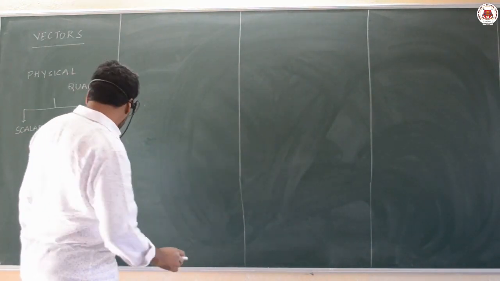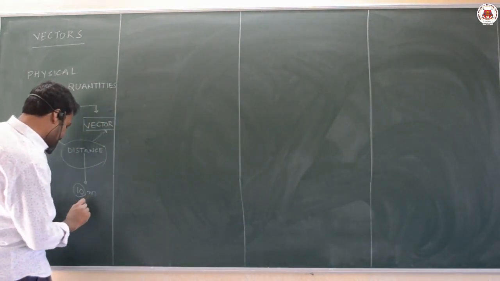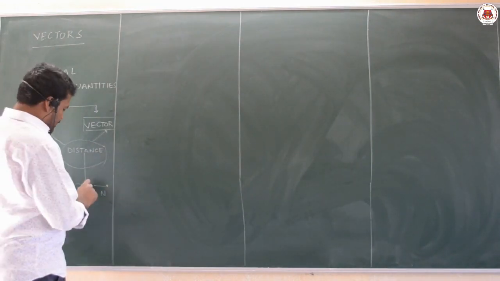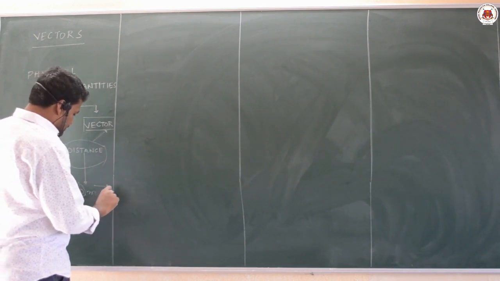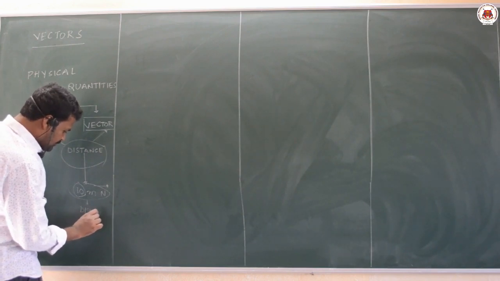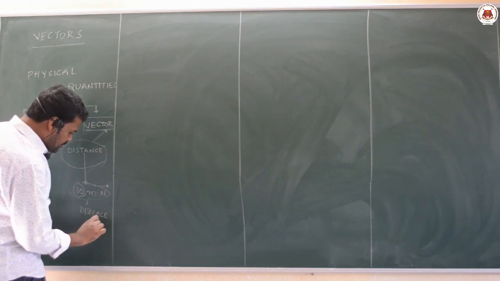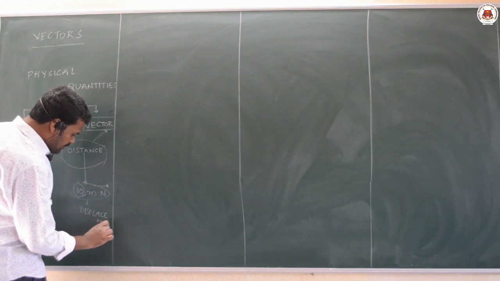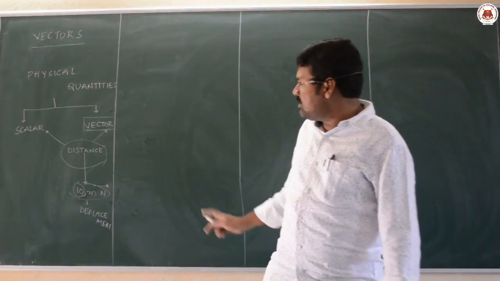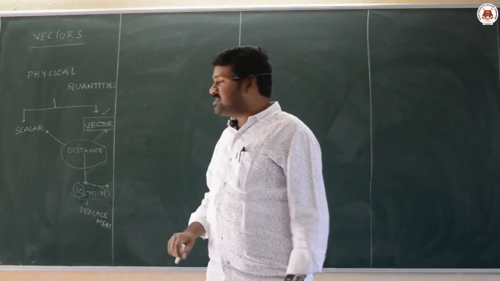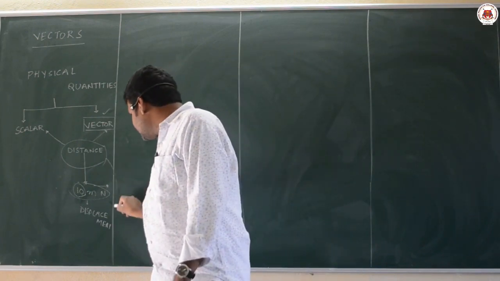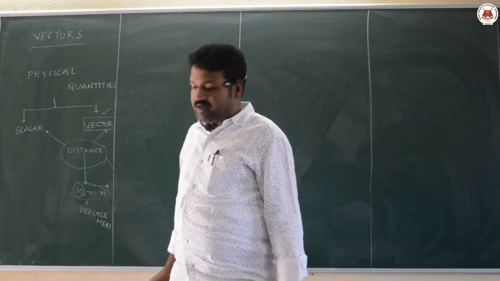If I say 10 meters towards north, then this is called displacement, which is a vector. That means a physical quantity with its direction, we can call a vector. Distance with direction is nothing but displacement. Distance is a scalar, displacement is a vector.